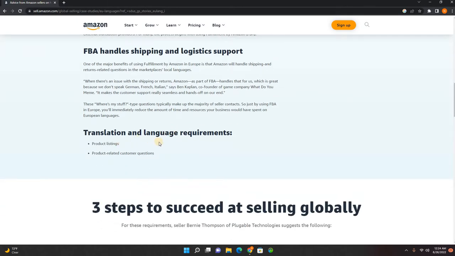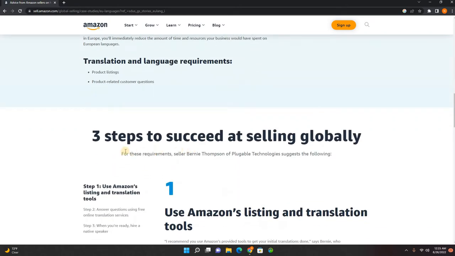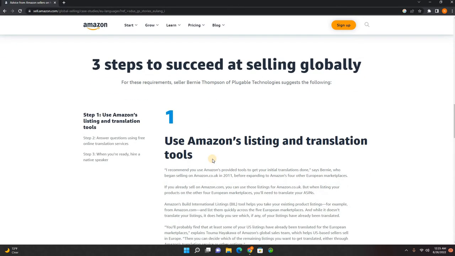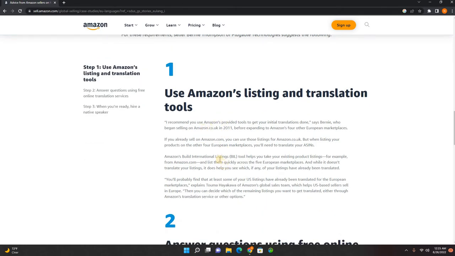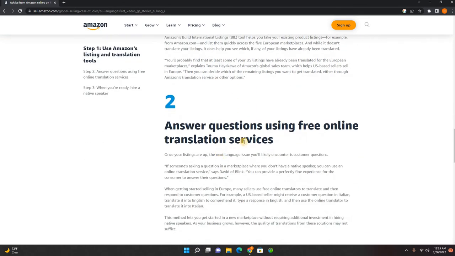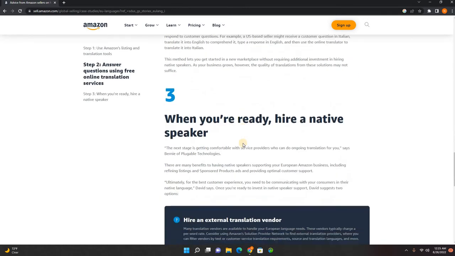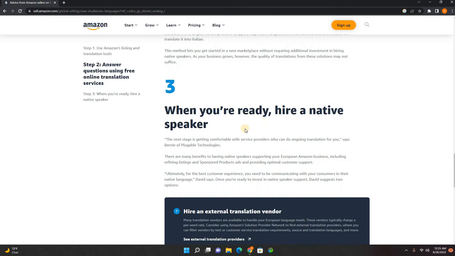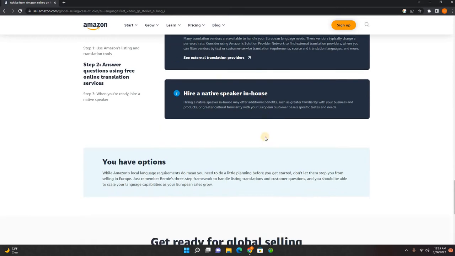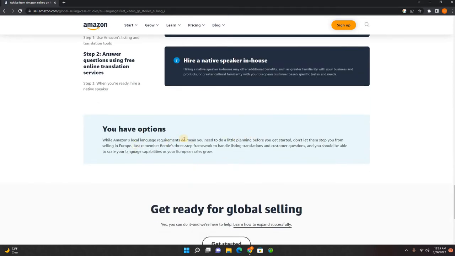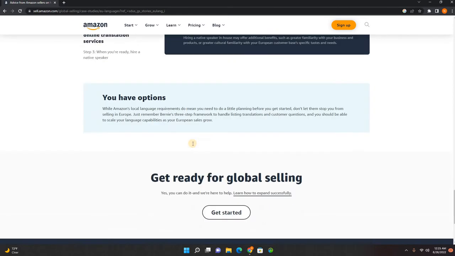Translation and language requirements is step number 3. You can check from here. Use Amazon listing and translation tools. You can check 1, 2, answer questions, and 3 when you are ready. You can see here number 3. Here you have options, so get ready. So this is almost done.